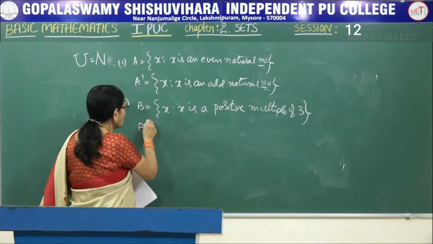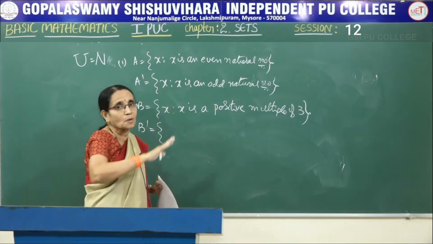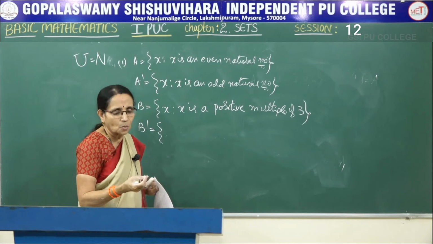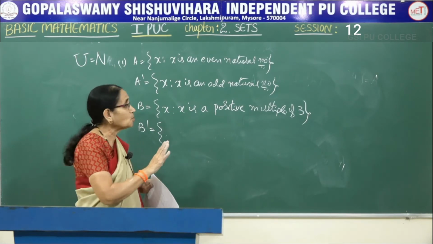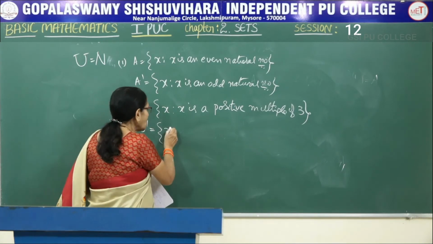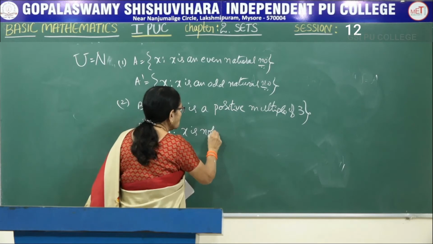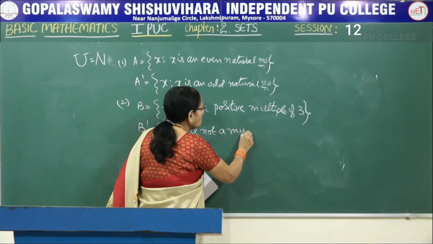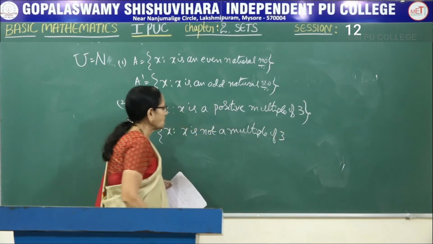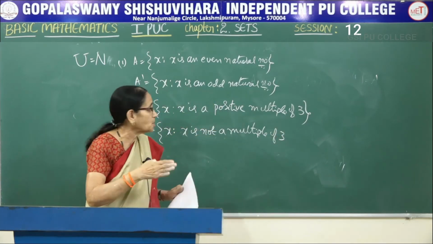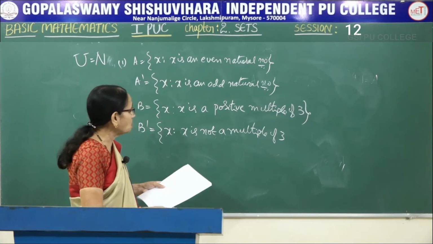Now, B dash. So, if you omit those numbers from the universal set N, what is remaining? 1 and 2, then 4 and 5, then 7 and 8, like that. There is no need to write all the elements. You write in the set builder form only. You write x is not a multiple of 3. You just write x is not a multiple of 3.